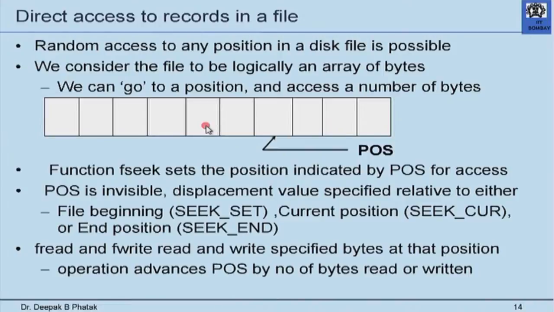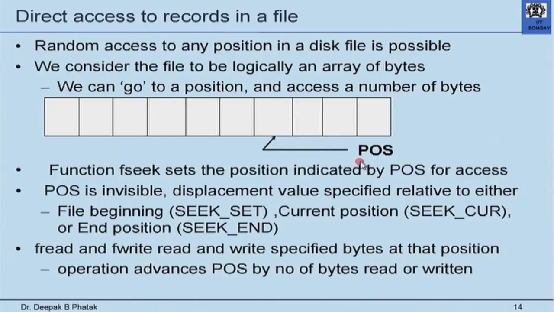Now, how do we know, in case of a sequential access, or for that matter, at any point in time, where are we pointing to in the file? This is done by a position value. So we can go to a position and access any number of bytes from that position. That is the essence of direct access.